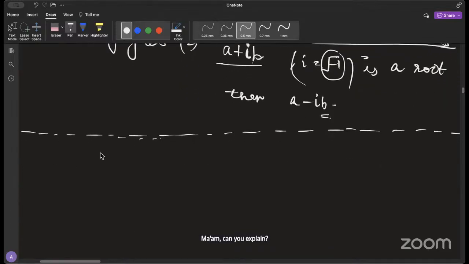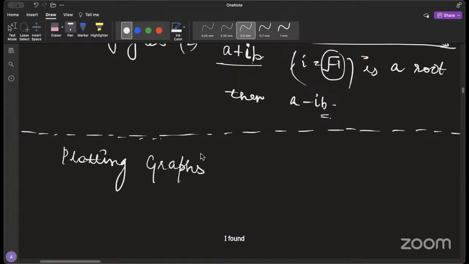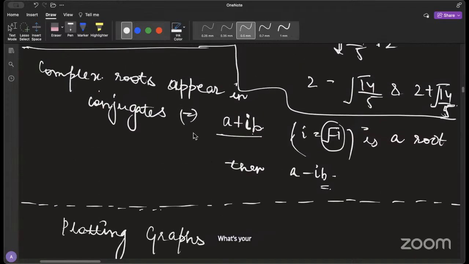Ma'am, can you explain more about this conjugates identity? Yes, ma'am. Once more. About what? Conjugates, plus iota b. I can't hear you guys clearly. What's your doubt? Conjugates. Yeah, we'll come to this point later.